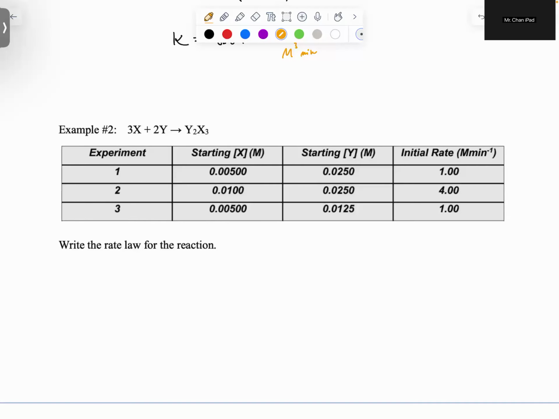So for the second one right here, what's the rate law? Rate is equal to k times x to an unknown power and y to an unknown power. Okay, so would you like to try it out? See if you can find out the exponents and the overall order.